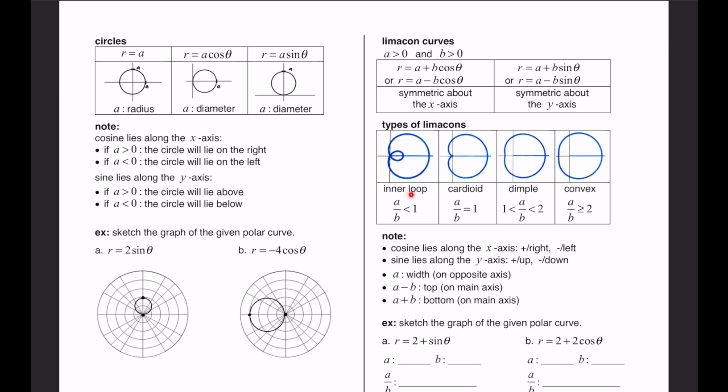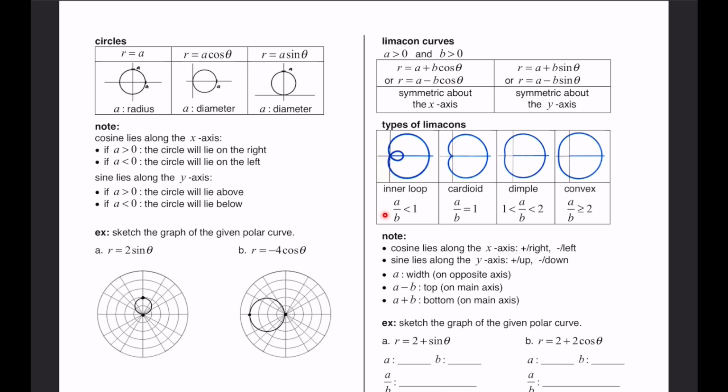I like to repeat that over and over so I kind of get it memorized. Inner loop, cardioid, dimple, convex. Let's say it one more time: inner loop, cardioid, dimple, convex. And then what you do is you identify the a and the b values from the equation. Notice up here a and b are defined to be positive, so you can disregard any negatives.